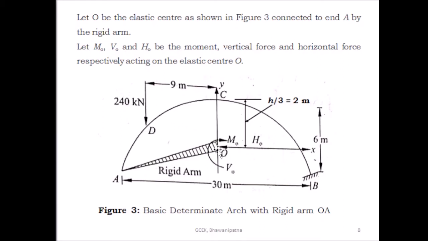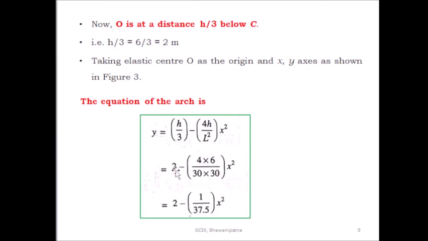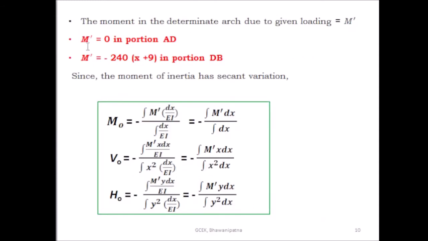The integration limit is from minus 9 to plus 15. From the origin O to the point B, this distance is 15 meter, and from O to D this distance is 9 meter, but this is on the negative side. So m dash is 0 in portion AD, and m dash is equal to minus 240 into x plus 9 in portion DB. This is the moment between A and D, and this is the moment between D and B.